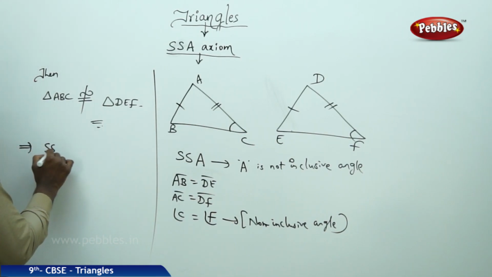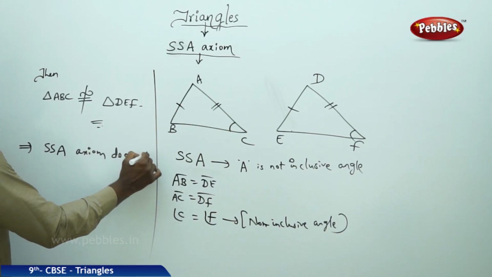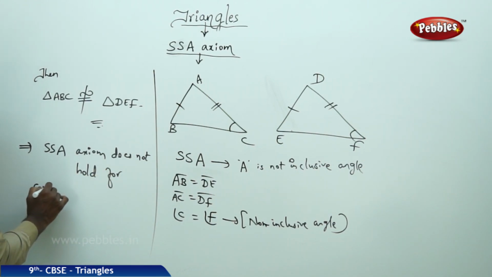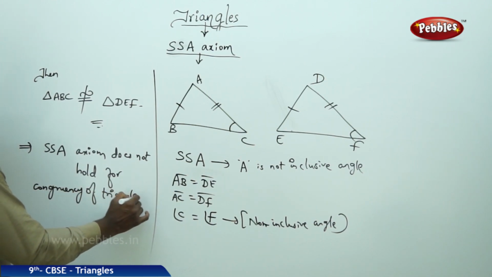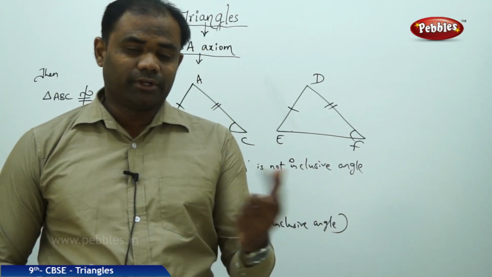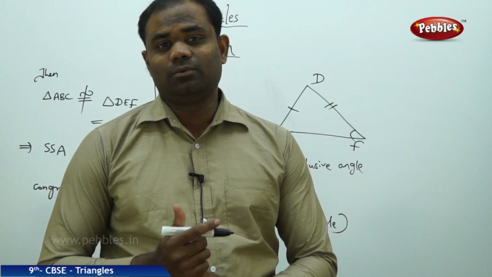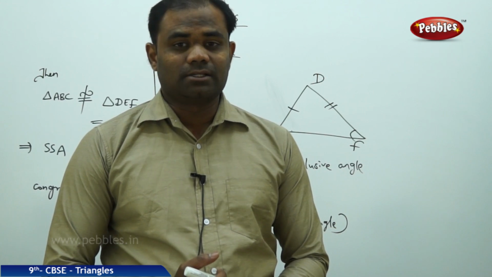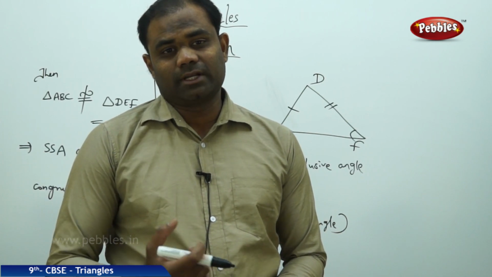That implies SSA axiom does not hold for congruency of triangles, is how I understand. That is, when I take the corresponding two sides of the two triangles being equal and their non-inclusive angle being equal, I cannot apply the property. SAS axiom holds, but SSA axiom does not hold, is how we understand the property.